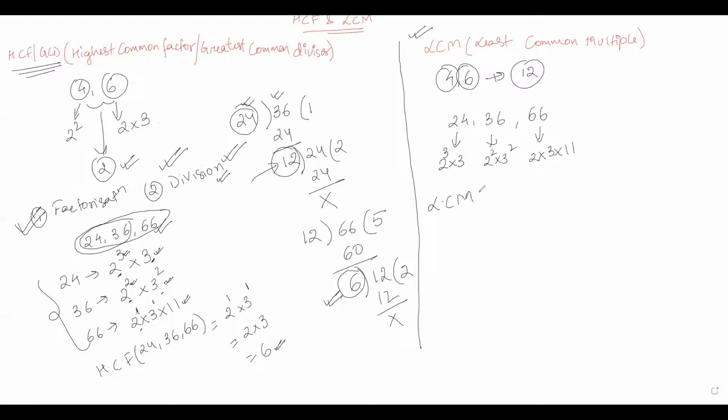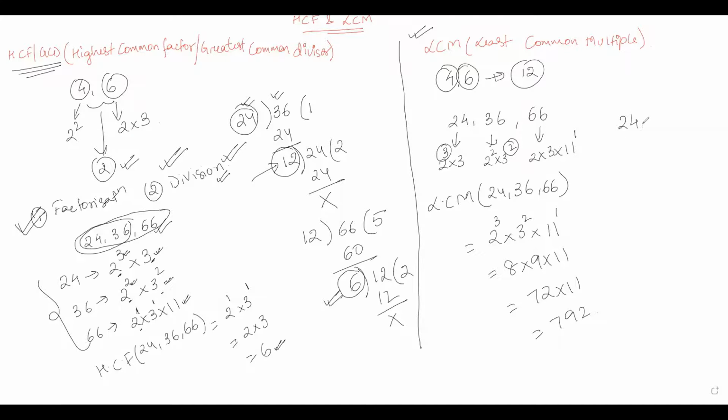So if we want to calculate the LCM of 24, 36 and 66, I need to take the highest power of each factor. In the case of 2, the highest power is 3, so I need to take 3 here. In the case of 3, the highest power is 2, so I need to take 2 here. And in the case of 11 also, we need to take the highest power, which is 1 in this case, so this would be 11 raised to power 1. So this is nothing but 8 times 9 times 11, which is 72 times 11. So this is 792.